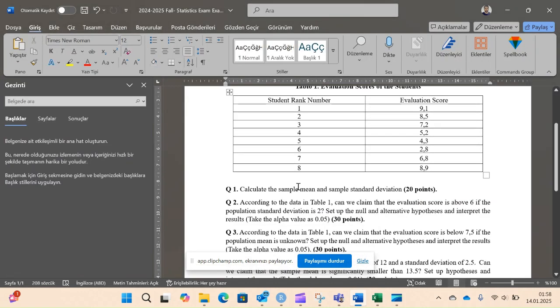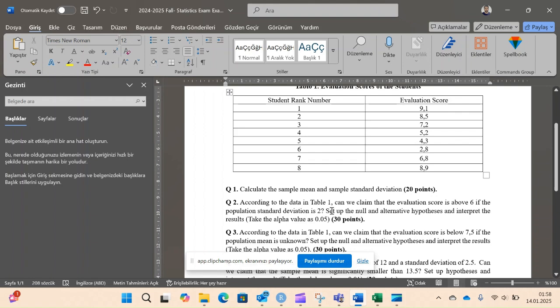Let's check the other question. According to the data in table 1, can we claim that the evaluation score is above 6 if the population standard deviation is 2? So here the population standard deviation is given. As we know the population standard deviation, and of course we need to know if it's a normal distribution, we also assume that there is a normal distribution. So set up the null and alternative hypotheses and interpret the results. The alpha value, the type 1 error, is 0.05. So how will we set up the hypothesis here? We will do it like this.